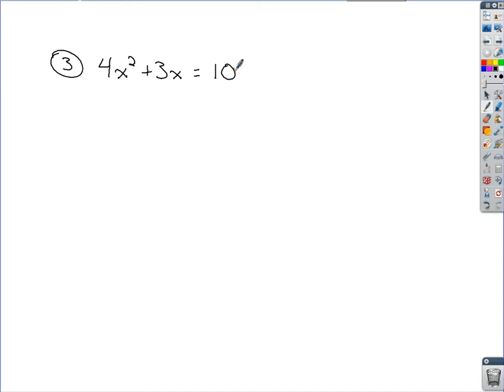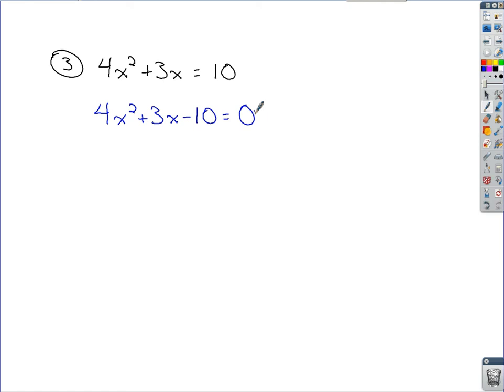So move the 10 to the other side. Move the 10. There we go. We've got to move the 10 over. So when you move the 10, you're subtracting that 10 over. Now that everything equals 0, this is where you look to maybe factor. Or if this is something that you just don't want to factor, you could use the quadratic formula. Which would you like to do?